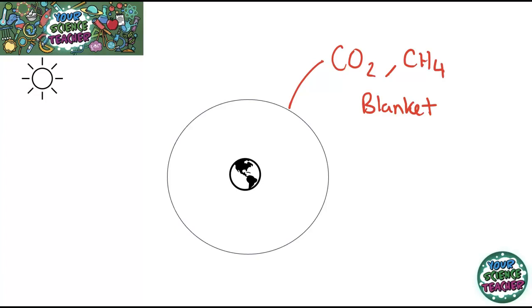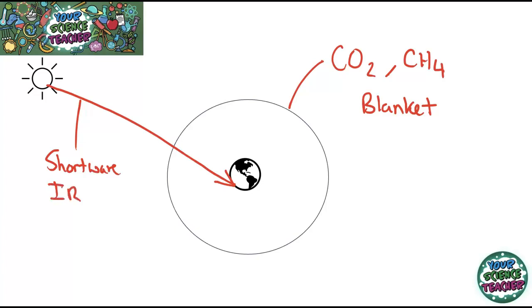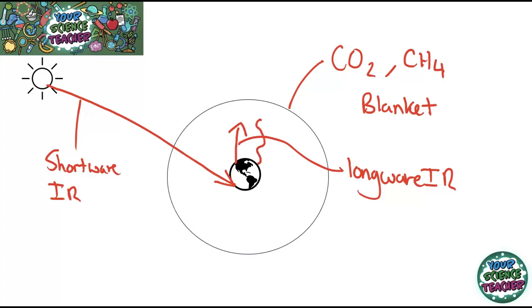What happens is the sun's heat energy enters our atmosphere and it warms the planet up, okay? It's called shortwave infrared radiation that enters our atmosphere. And as the planet warms up, it radiates out long-wave infrared radiation. Now, this long-wave infrared radiation cannot travel through this carbon dioxide and methane blanket. It actually radiates it back down to Earth, okay?